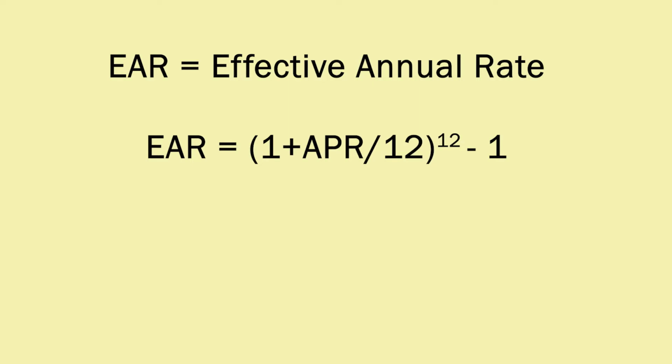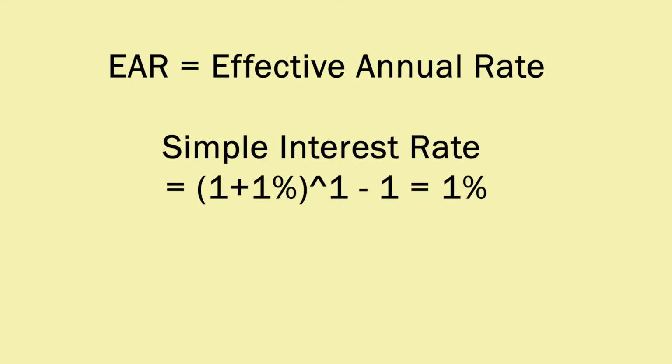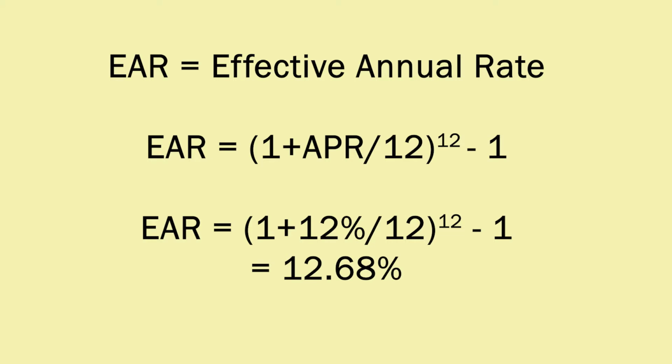So the formula is EAR equals (1 plus APR over 12) to the power of 12, minus 1. And this is basically just an extension of the simple interest compounding formula, except now the power is 12 instead of previously being 1. And we'll see that the actual rate that we pay on the money that we borrowed is 12.68%.